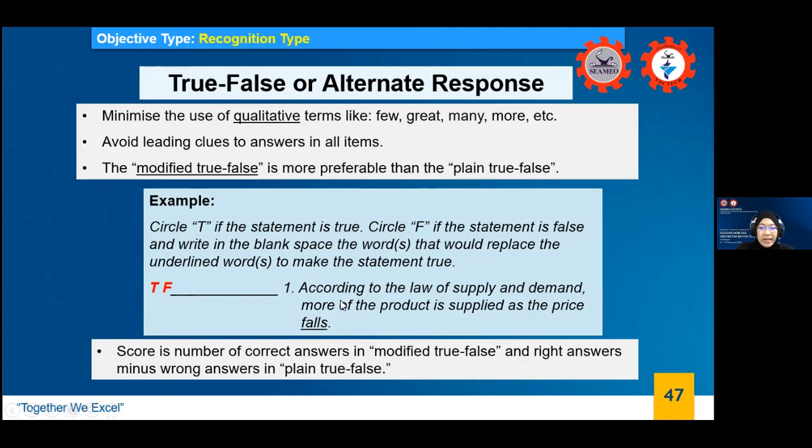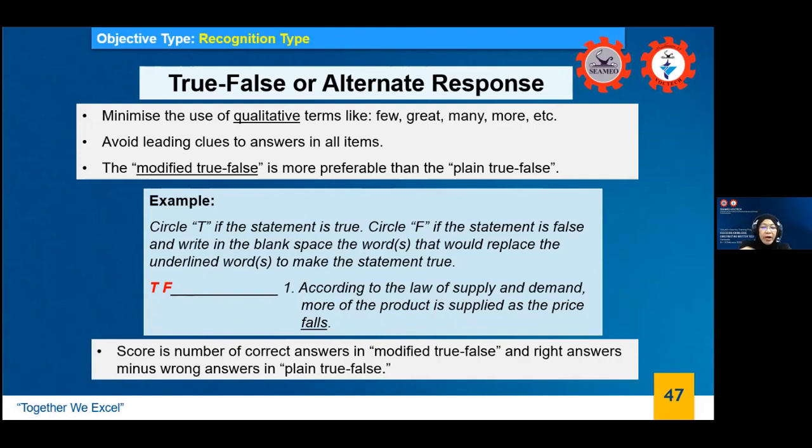Right, so in this case, according to the law of supply and demand, if it is true, then you write true. But if it is false, what is the name? So you encircle either one. But if it is false, then what should be the correct answer? Sometimes not many teachers use the alternate response. They just go for the plain true or false.